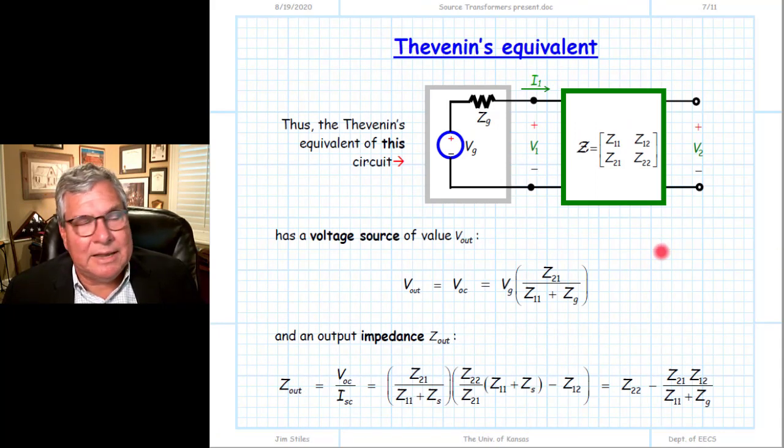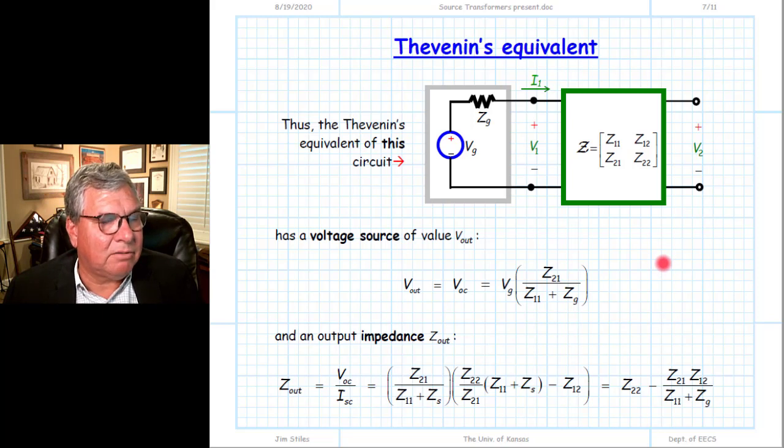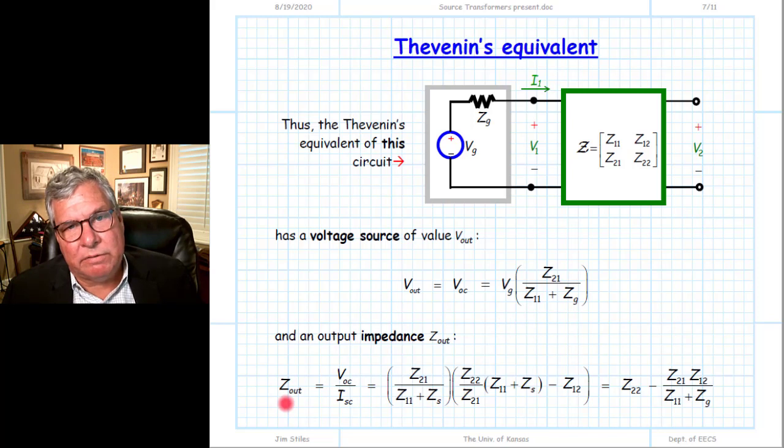So to determine the Thevenin equivalent, we have all the values we need. First of all, we know the voltage source of the Thevenin equivalent is equal to the open circuit voltage. In other words, it's equal to this. The source impedance for the Thevenin equivalent is equal to the ratio of the open circuit voltage to the short circuit current. And when we do the algebra, we get this result here. And so this is the procedure for finding the Thevenin equivalent.